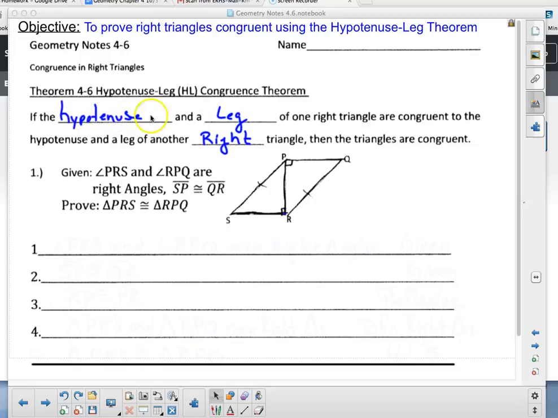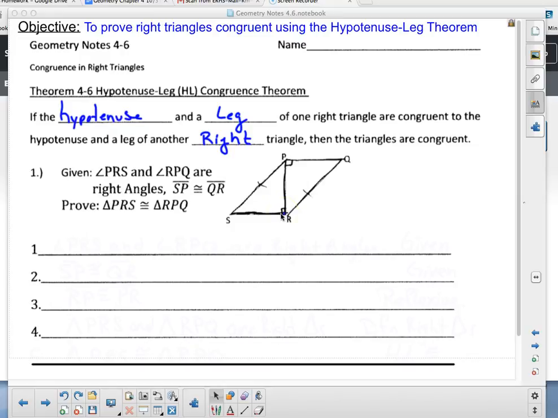Congruence theorem: if the hypotenuse and a leg of one right triangle are congruent to the hypotenuse and leg of another right triangle, then the triangles are congruent. Okay, so here are some important points. I've got to make sure that I have a hypotenuse, and I have a leg that is congruent, like this one here, and I've got right angles. I also have to make sure that they're right triangles. By definition, right triangles are triangles that have right angles.